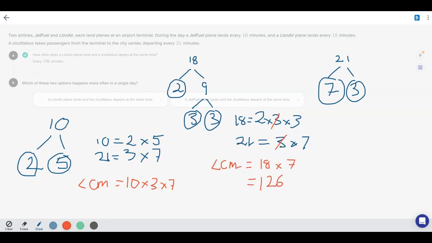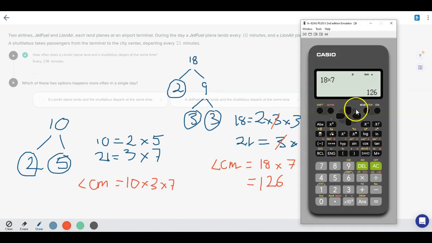Okay, so let's move that out of the way. Let's bring back our calculator. So we have 10 times 3 times 7 gives us an answer of 210.